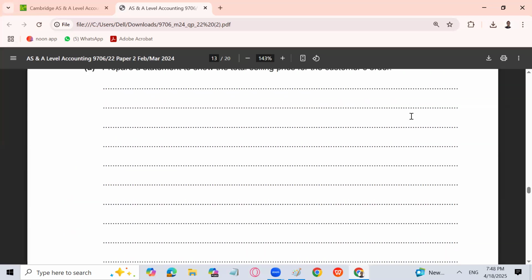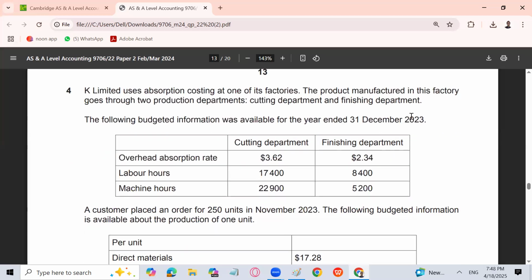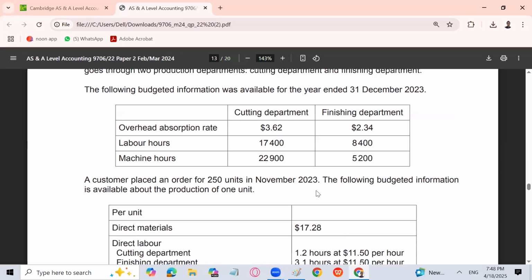CVP analysis we will do today, along with absorption costing. So let's see. K Limited uses absorption costing at one of its factories. The product manufactured in this factory goes through two production departments, cutting and finishing. The budget information was available for the year ended 31st December 2023. Overhead absorption rates are given.